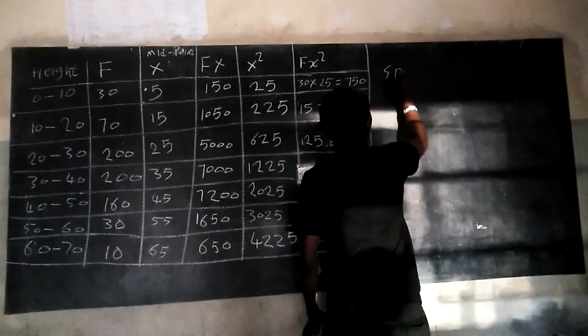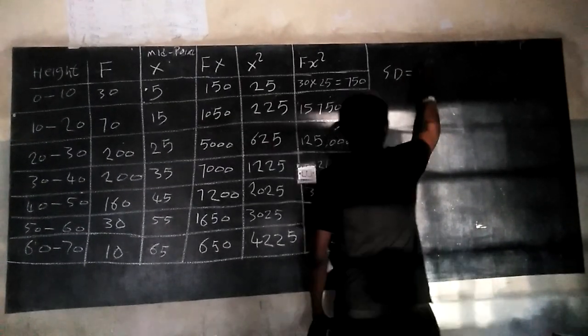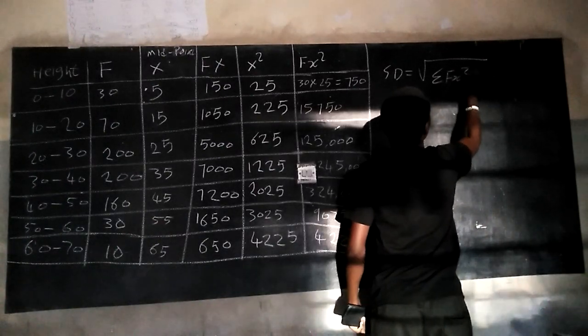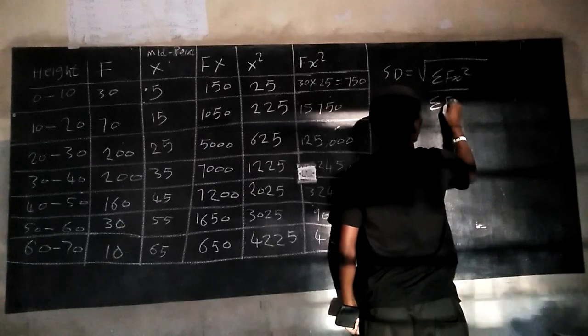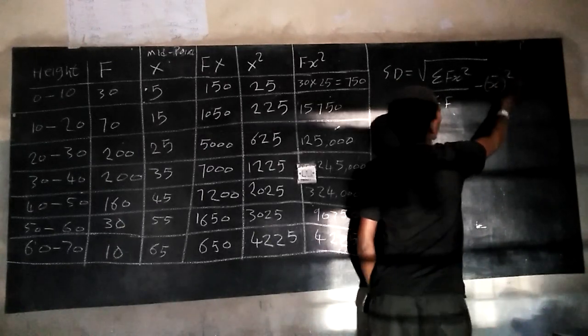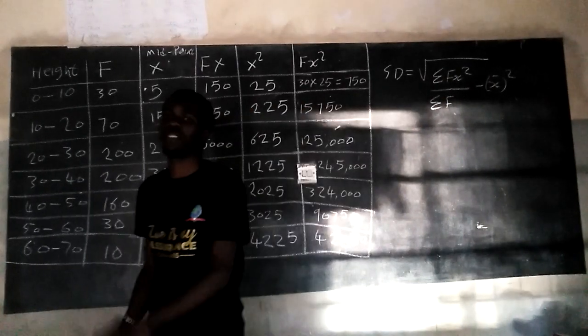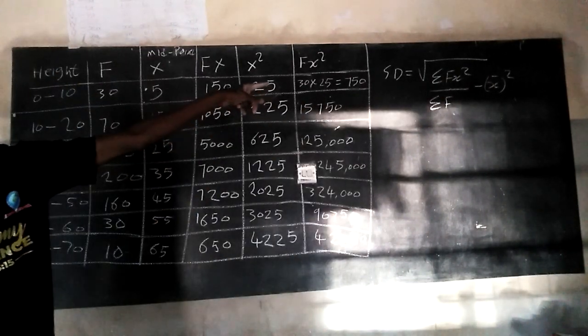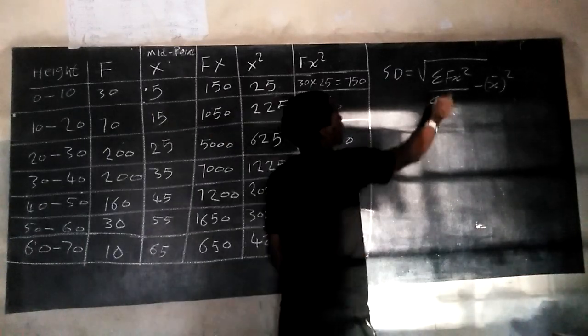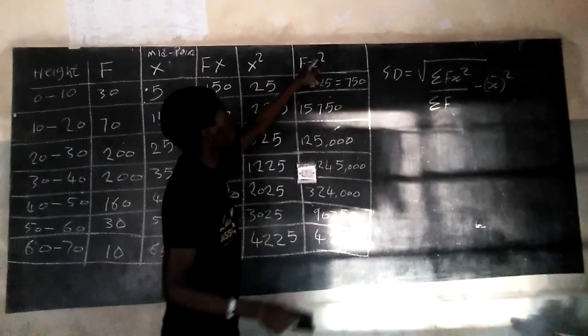Standard deviation is equal to the square root of summation of f of x squared over the frequency minus x, this is the mean, squared. So this is the formula now for standard deviation. That formula is always given in an exam. So now do we have this one? F of x squared. Yes, we have it.